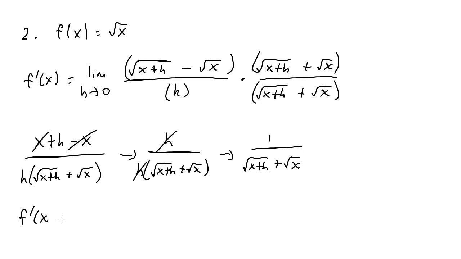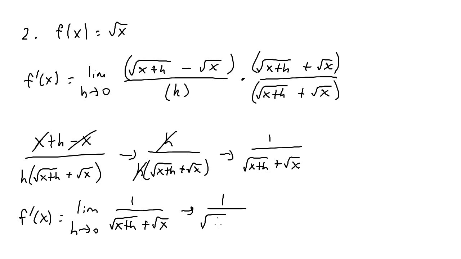So f prime of x is equal to the limit as h approaches 0 of 1 over the square root of x plus h plus the square root of x. So now I can go ahead and use direct substitution. If I plug in 0 for h, we'll basically get 1 over the square root of x plus 0, which is the square root of x, plus the square root of x. The square root of x plus the square root of x is 2 times the square root of x. So the final answer for the derivative, f prime of x, is going to equal 1 over 2 times the square root of x.